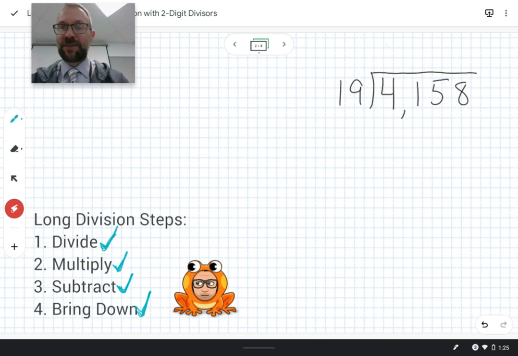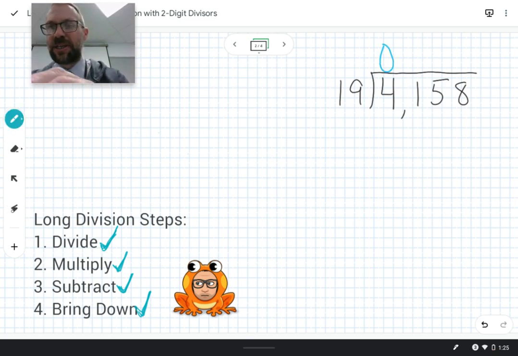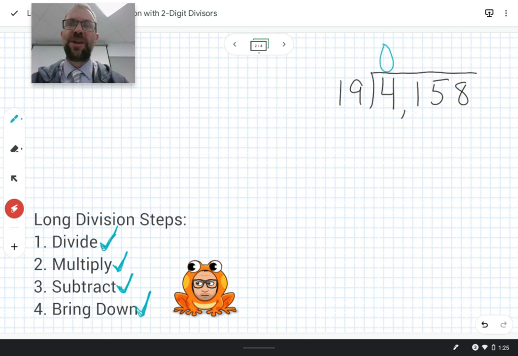When I ask myself the question, how many groups of 19 can I make from 4? I got the answer 0. So what I can do is write the 0 in here as a placeholder, but then I'm going to jump right to the next digit. I'm going to add in the 1. And check this out. Look what I have for a number, 41. And that's just what I ended up with when I went through all 4 division steps earlier, right? I don't actually have to do the division steps to end up with the same dividend, 41.